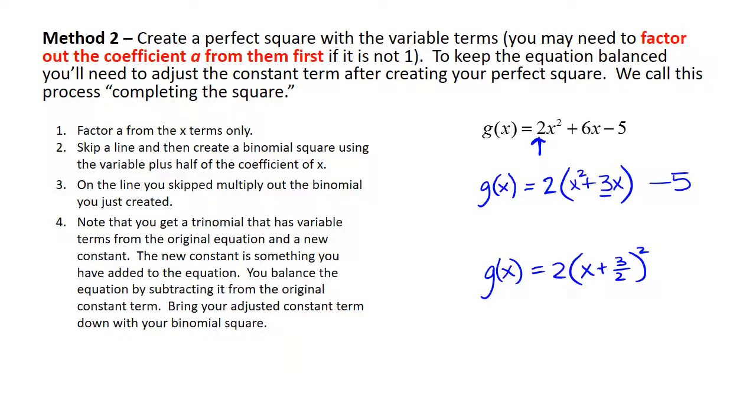Then we're going to go back to that line we skipped and multiply it out to see what we actually added into the equation by doing that. So when we do this, we're going to get x squared plus 3 halves x twice. 3 halves plus 3 halves is 6 halves, and 6 over 2 is 3, so we actually get back to that 3x, which is our goal. Then we get that 3 halves quantity squared. 3 halves times 3 halves is 9 fourths.